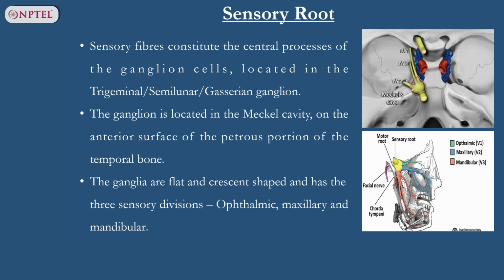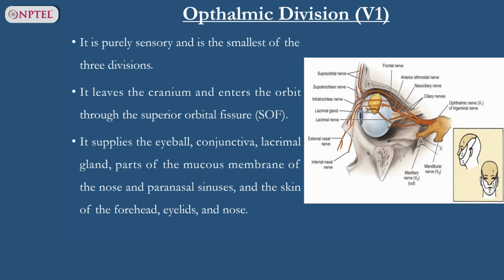The sensory root fibers constitute the central processes of the ganglion cells located in the trigeminal ganglion. Other names for this ganglion are the semilunar ganglion or Gasserian ganglion. This ganglion is located in Meckel's cave on the anterior surface of the petrous portion of the temporal bone. This ganglion is flat, crescent in shape and has 3 sensory divisions. These are the peripheral branches of the trigeminal nerve, namely the ophthalmic, maxillary and mandibular divisions.